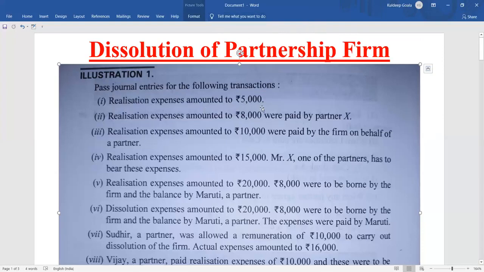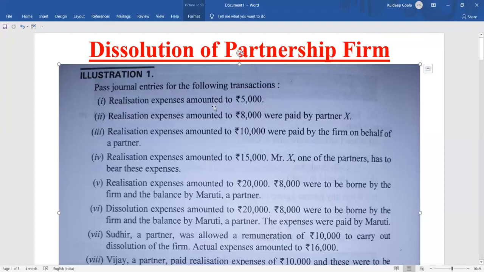So what will be the journal entry for that? Remember, realization account is a nominal account, right? So realization expenses will be a loss, so realization account will be debit, right? And we are going to pay how much? 5,000. So cash or bank will be credit. You can mention either cash or bank. There is no hard and fast rule in case of journal entries, because there is no balance given, either cash balance or bank balance. Both are not given. That is why you can use cash or bank, anyone. But preferably if you use bank, that will be good.